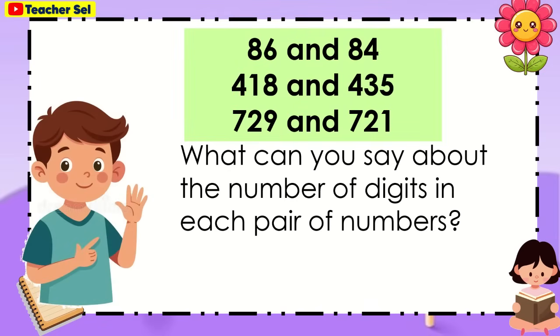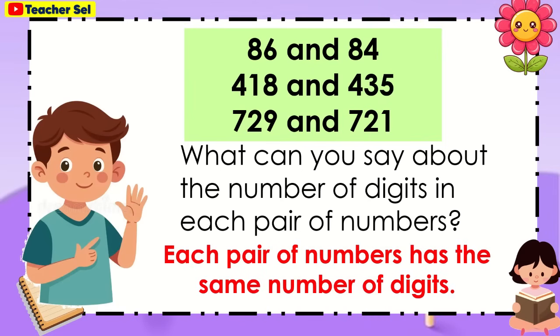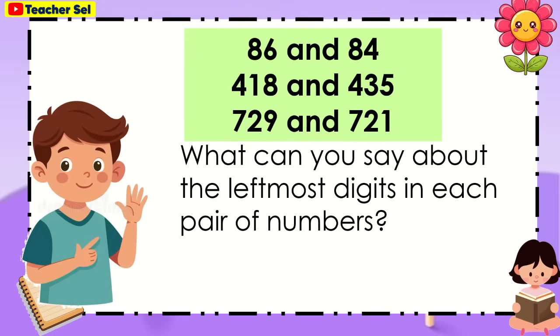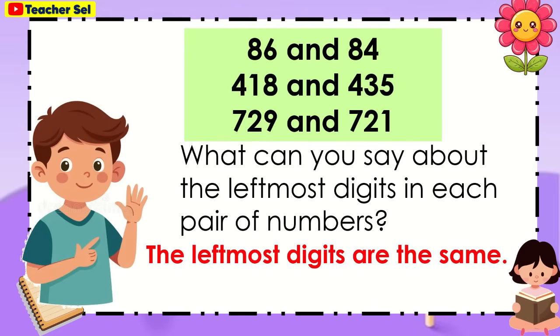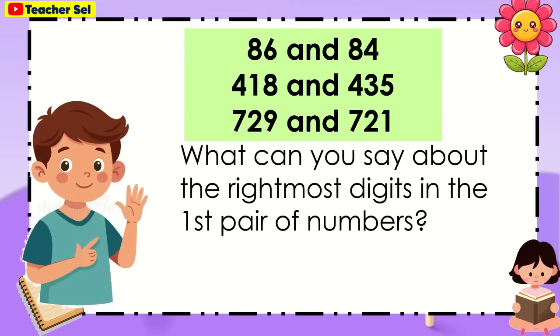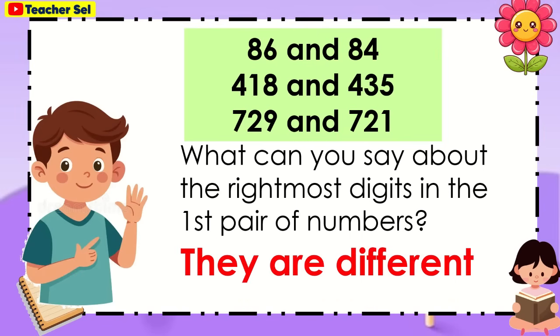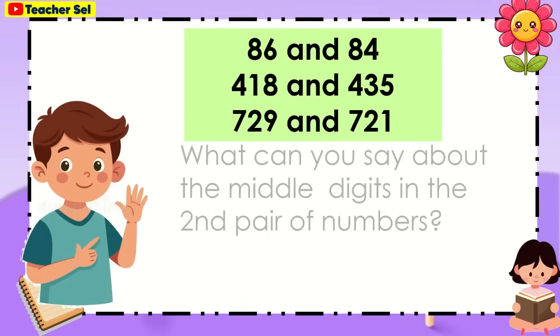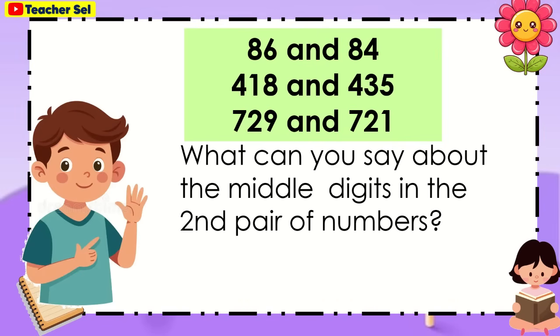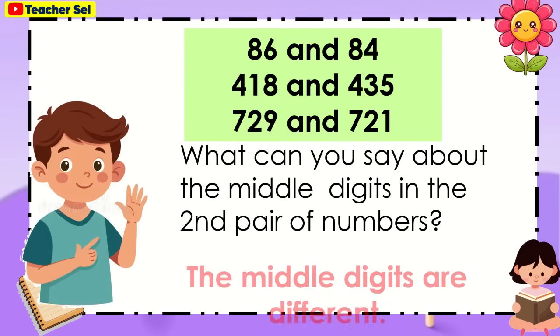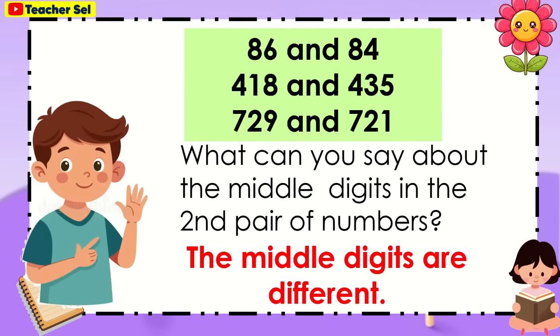What can you say about the number of digits in each pair of numbers? Each pair of numbers has the same number of digits. What can you say about the leftmost digits in each pair of numbers? The leftmost digits are the same. What can you say about the rightmost digits in the first pair of numbers? They are different. What can you say about the middle digits in the second pair of numbers? The middle digits are different.